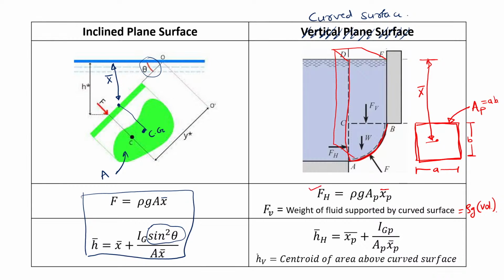Once you get the horizontal component and vertical component, you can find out the resultant force. So resultant force is square root of horizontal force square plus vertical force square. So by using that you will get the resultant force. Likewise, you can find out its location also. So this is the location for horizontal force, and this is the location for vertical force.